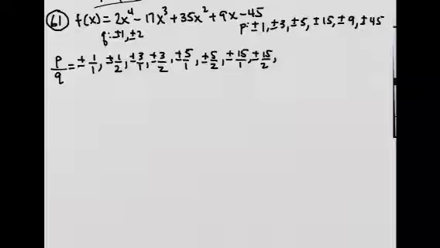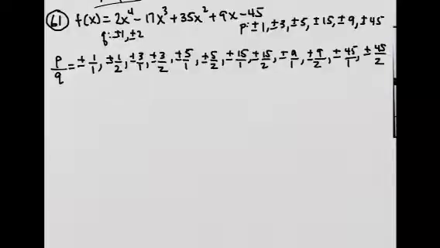Then the 9. I usually write them in order. It's not a big deal though. Plus or minus 9 over 2. And then plus or minus 45 over 1, and plus or minus 45 over 2.